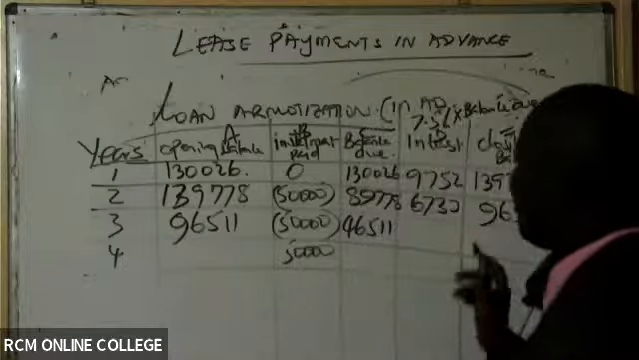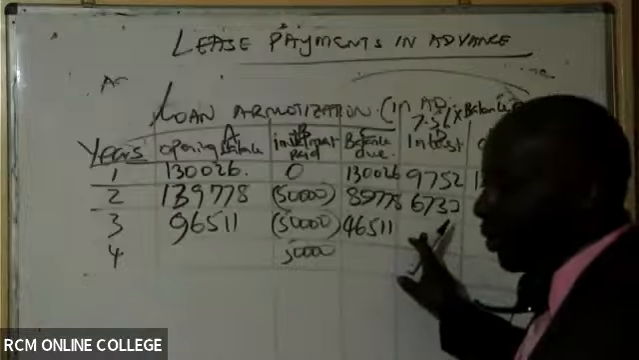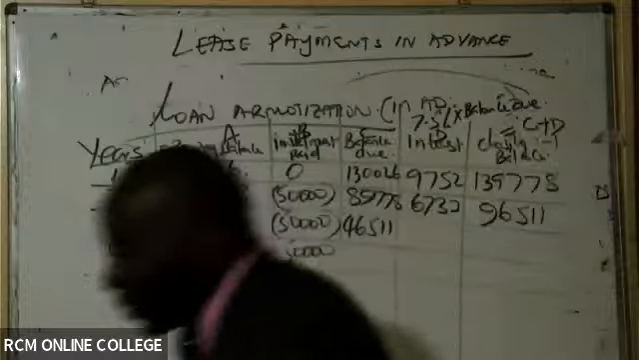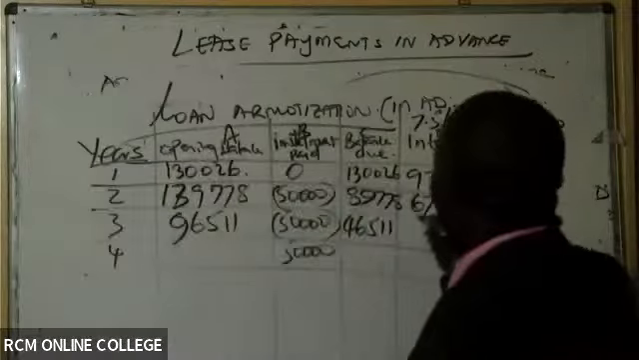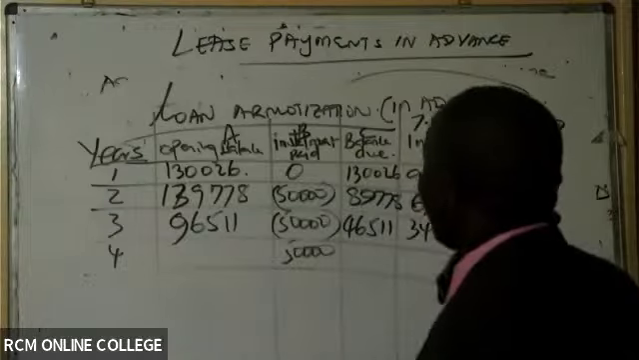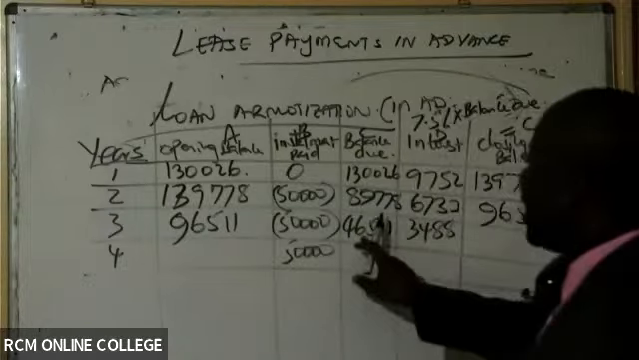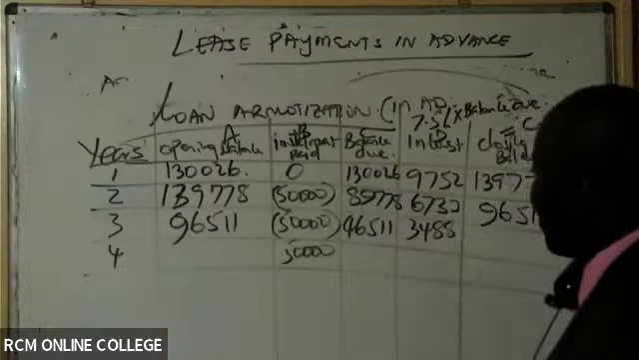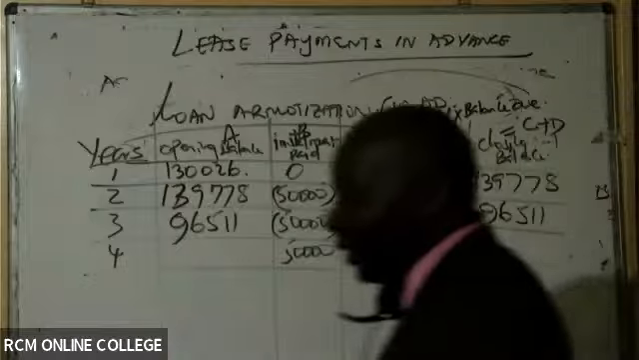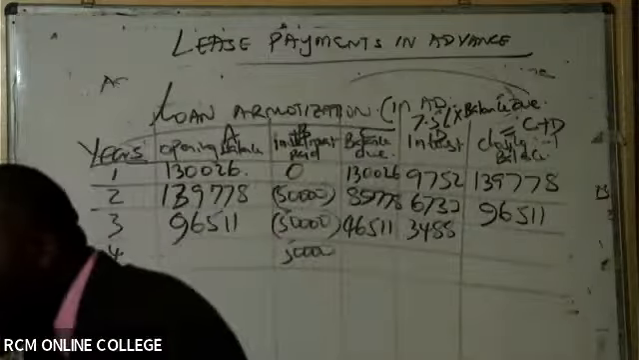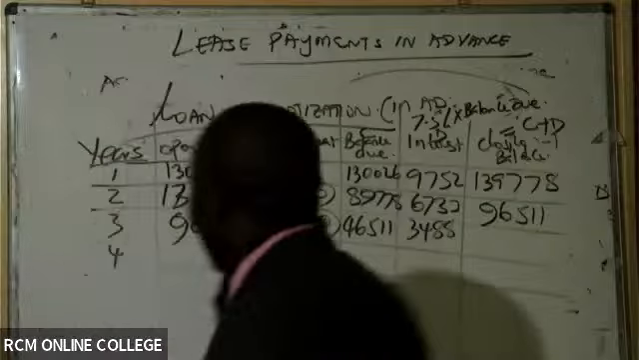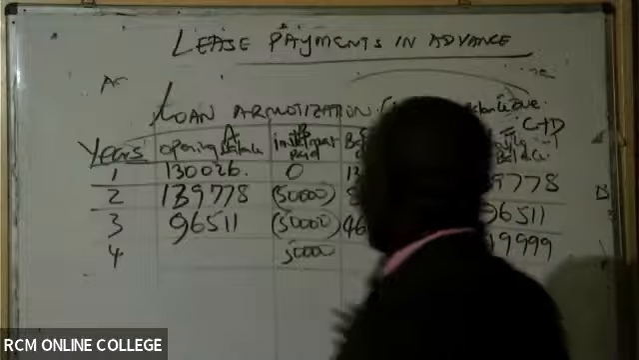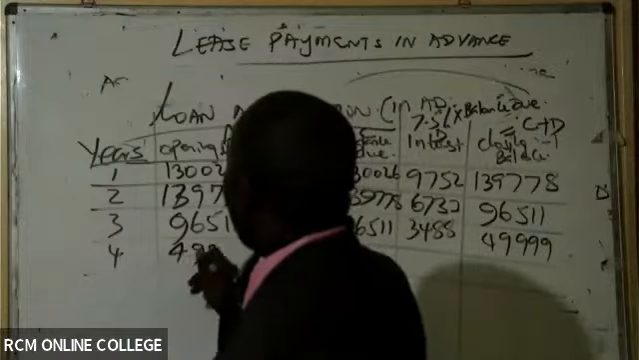How about the interest thereon? The interest thereon is 3,488. To this 3,488, added to 46,511, then you'll be able to give me the closing balance, which is 49. A beautiful figure there. 49,900 something. So this is what we're getting.